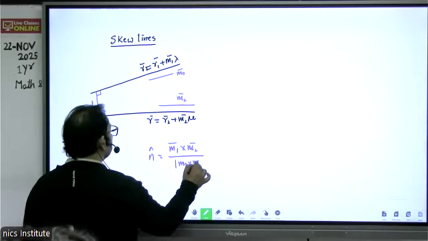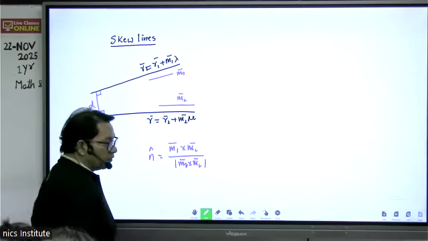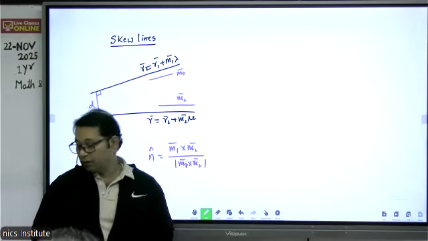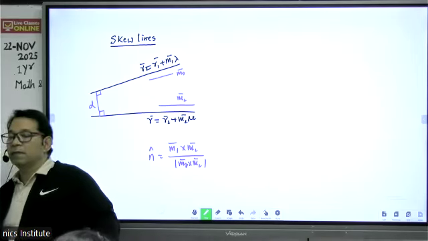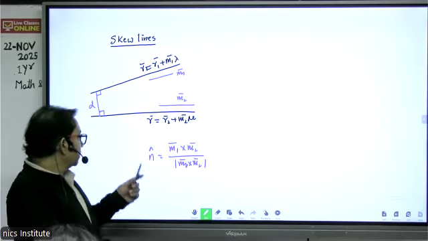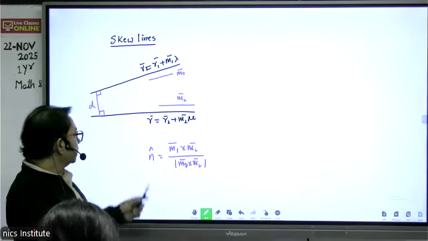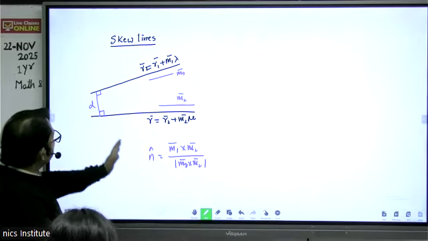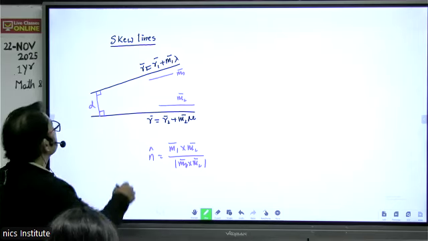You did this in vectors, right? Whenever you find a cross product, it is always perpendicular. And if you divide by its modulus, it'll become the unit vector perpendicular to both the vectors. So m1 cross m2 by its modulus, this is basically n cap, which is parallel to D, right?